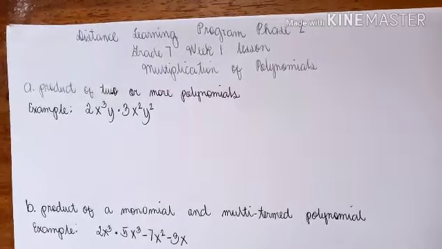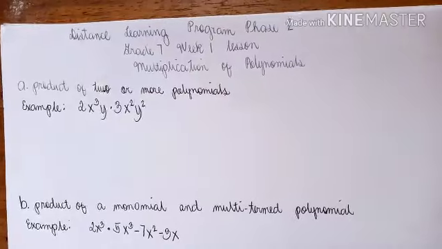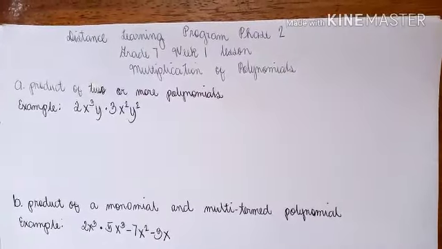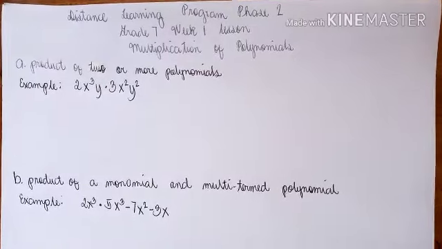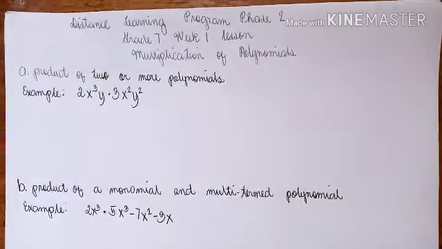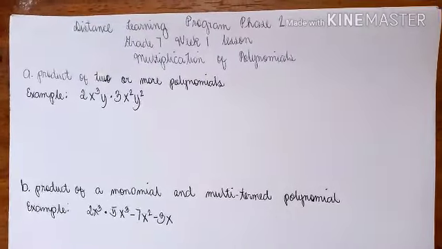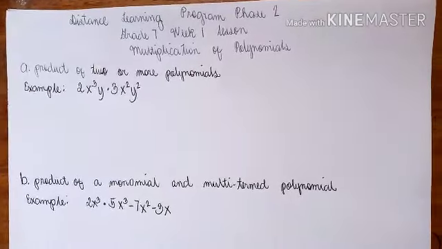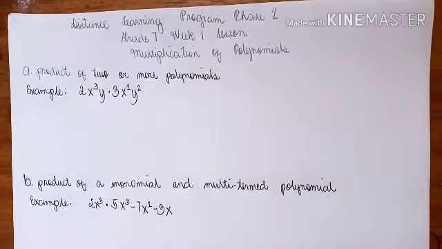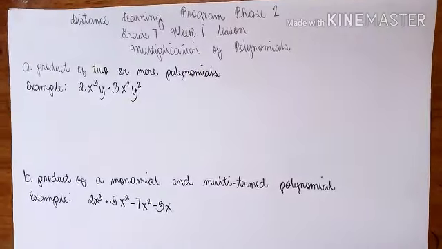Good day, everyone. So for today, our topic is about multiplication of polynomials. When we multiply polynomials, there would be different cases. For example, we can multiply a monomial to a monomial, a polynomial to a monomial, and so on. So let's try to do that case by case. Our first one is the product of two or more polynomials.